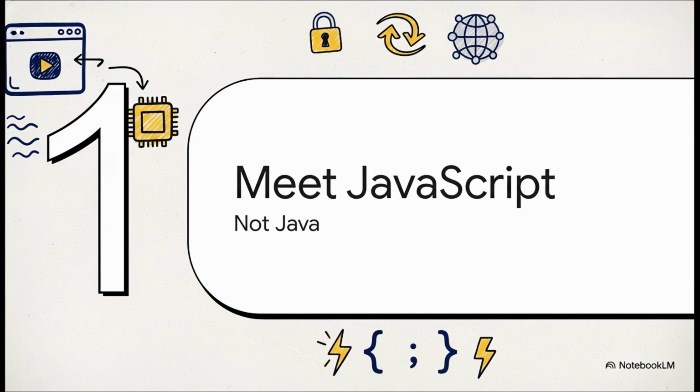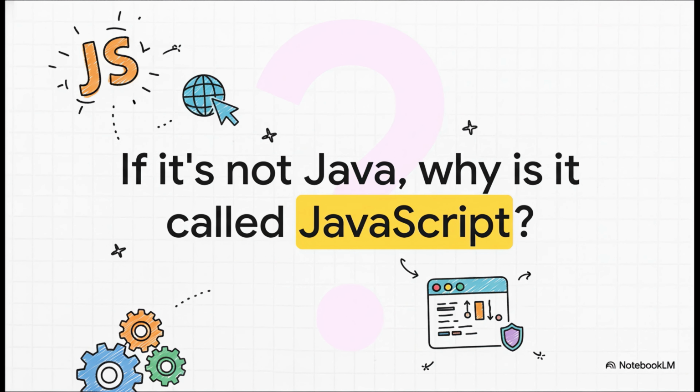JavaScript, Java, are they related? Seriously, getting this one thing straight is the key to, well, understanding everything else. So if it's not Java, why on earth is it called JavaScript? This question has tripped up beginners for decades. What's the real story here?